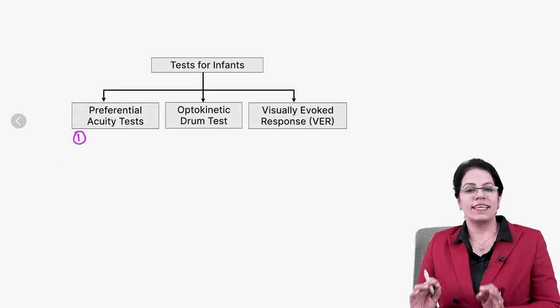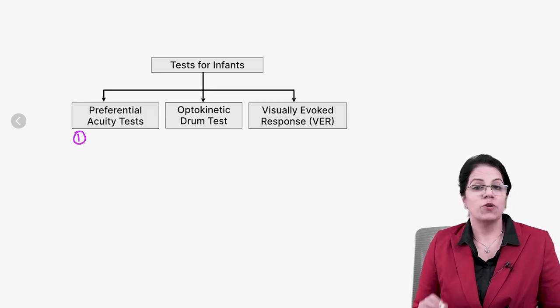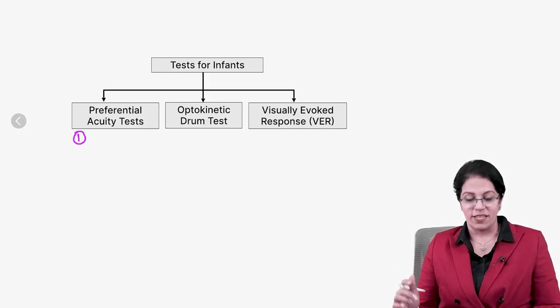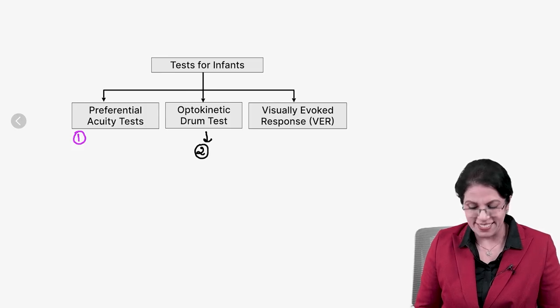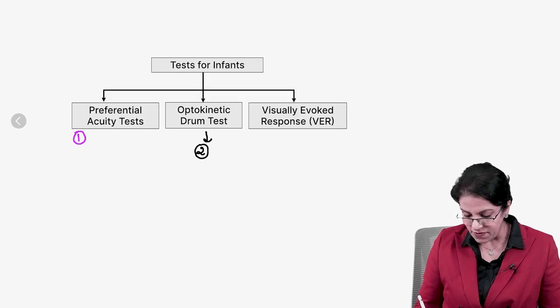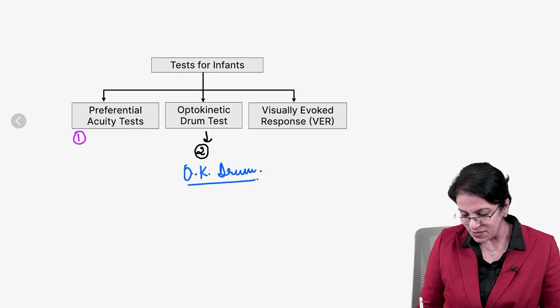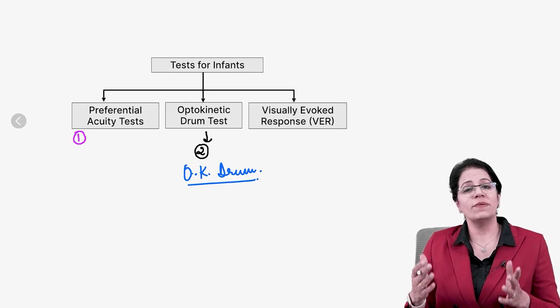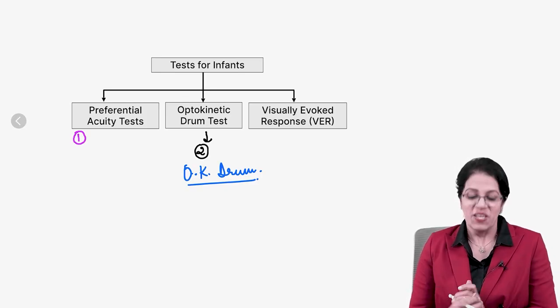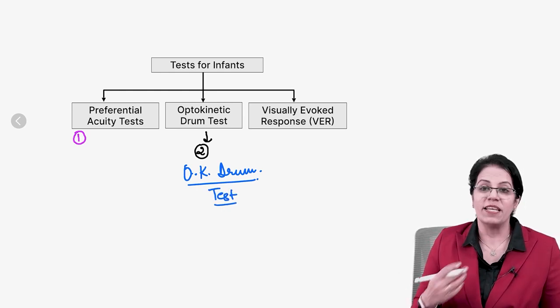What was the next method? Next was for a newborn or even a very small child. What we can do, you want to know whether the visual pathway is fine or not. Then we can go for OK drum test, which is optokinetic drum test. So this has been asked in an exam, written as OK drum test. So don't panic. Many students, when this exam happened, came to me and said, ma'am, what was OK drum test? So OK was nothing but optokinetic drum test.